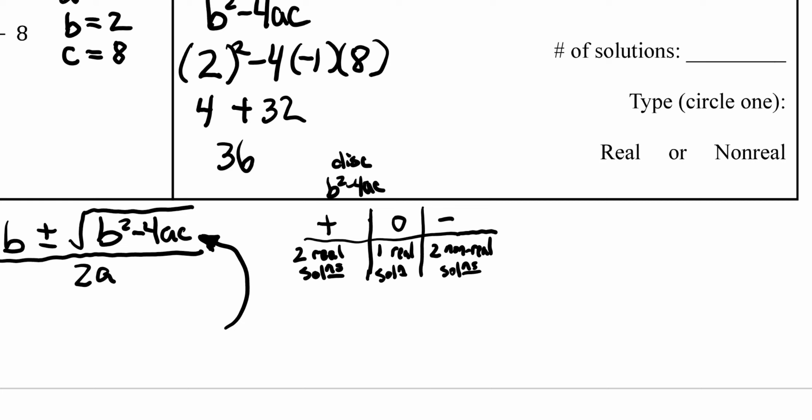And then with the two non-real solutions, it's going to look something like this, where it goes up but doesn't touch the x-axis at all. Or it opens down, but again, does not make contact. There's no contact made with the x-axis. And so you get two non-real solutions.